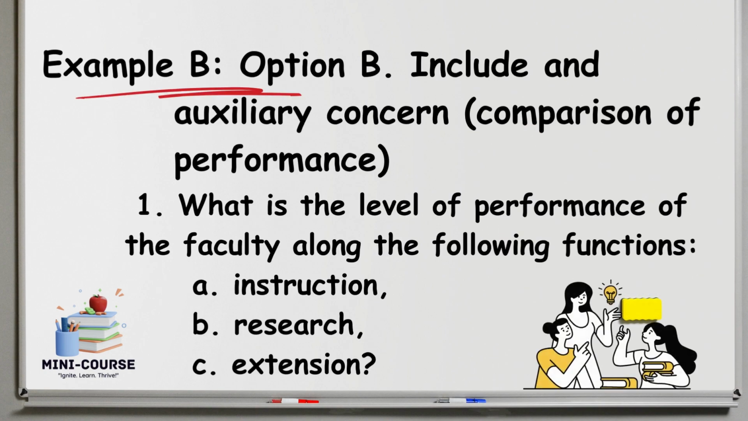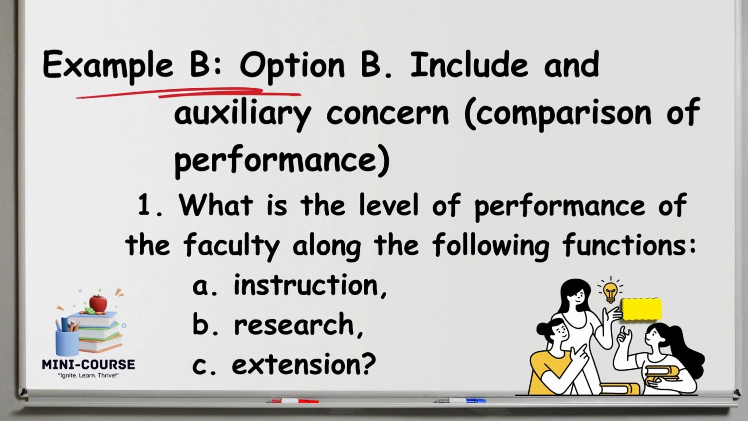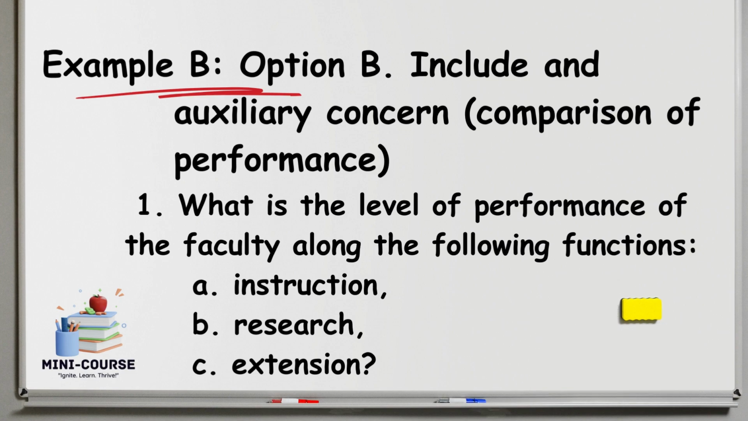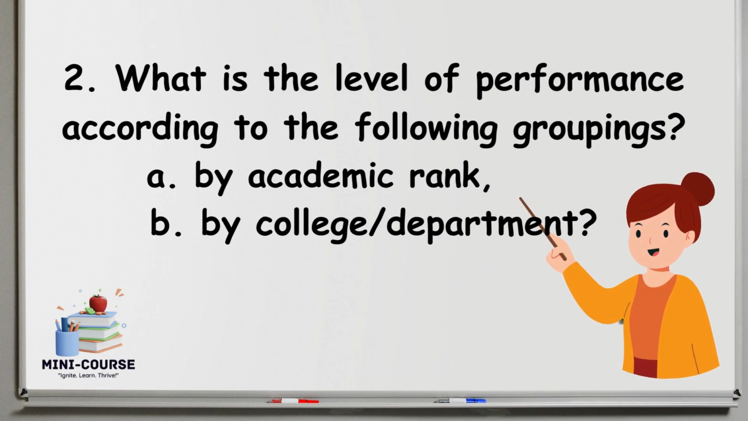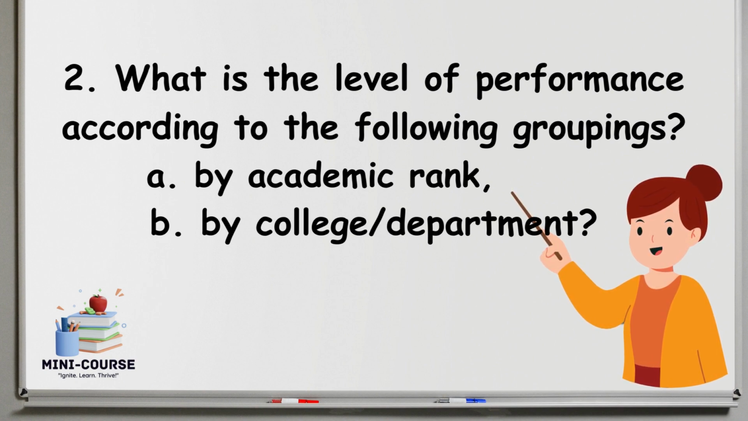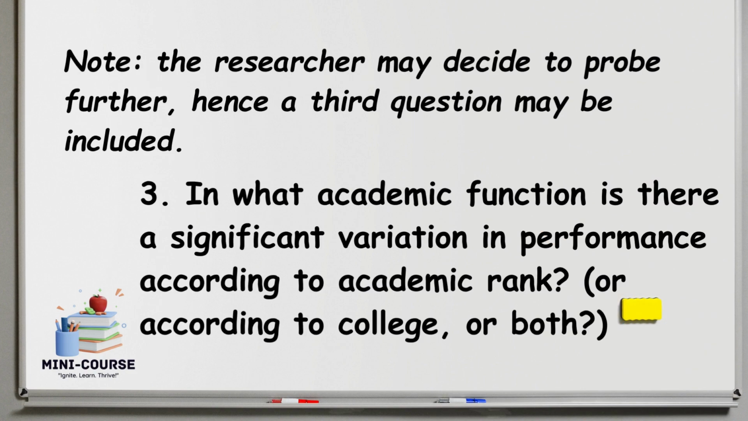student. Example B, Option B. Include an auxiliary concern, comparison of performance. 1. What is the level of performance of the faculty along the following functions? A. Instruction, B. Research, C. Extension. 2. What is the level of performance according to the following groupings? A. By academic rank, B. By college/department. Note, the researcher may decide to probe further, hence a third question may be included. 3. In what academic function is there a significant variation in performance according to academic rank? Or according to college, or both?